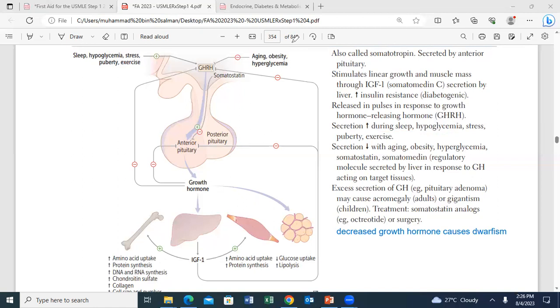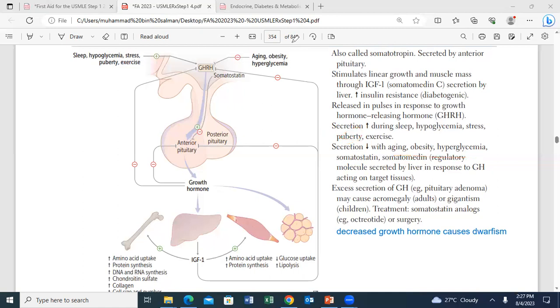On the contrary, growth hormone is inhibited by obesity and hyperglycemia, and definitely aging also decreases the formation of growth hormone, since you do not require that much growth hormone as you progress in age. And then we have somatostatin and somatomedin. These are the regulatory molecules which inhibit growth hormone. So we have studied three factors which increase growth hormone, in fact four factors, including puberty. And then we have several factors which decrease growth hormone.